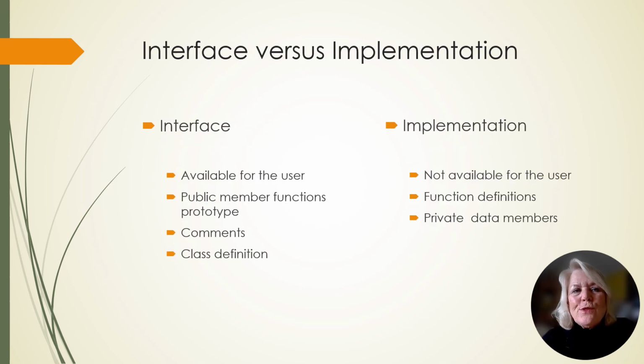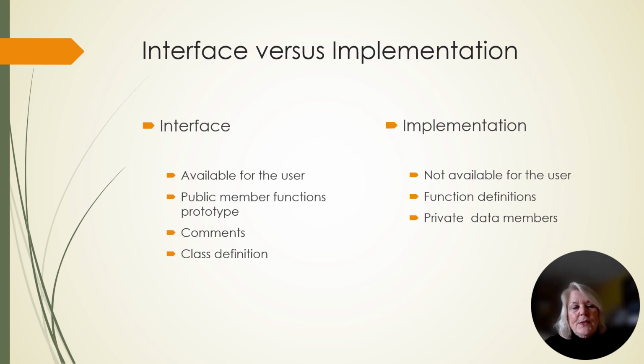A class can be thought of as having two parts. One part is the interface of the class. This would contain public member functions that are listed in the class as a function prototype. The other part would be the implementation. This is the part that only the programmer can see. It contains the definitions of the functions as well as the private data members. The details of the class are hidden from the user.